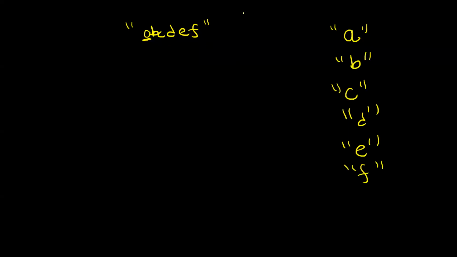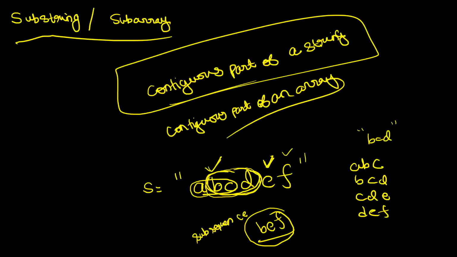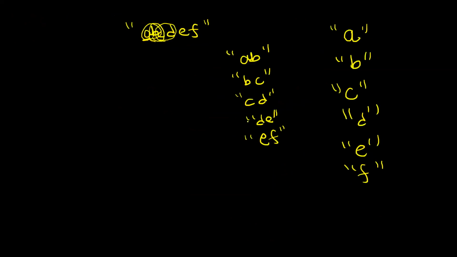Now, if I ask you, what are the substrings of length 2? AB will be a substring. BC can be another substring. CD can be another substring. See, all these are continuous parts of the string. DE is another substring. EF is another substring. All these are substrings of length 2. Similarly, we have seen the substrings of length 3. Now, what are the substrings of length 4?